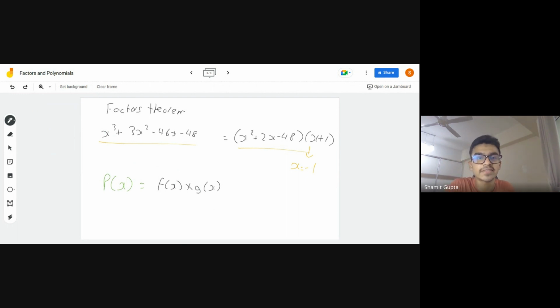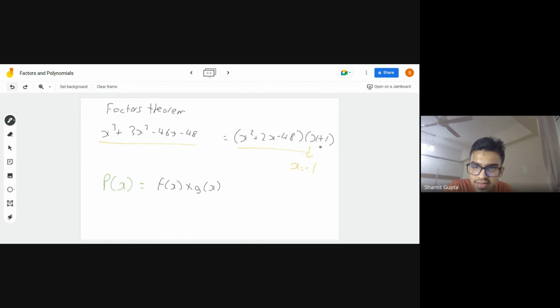So in this case, x plus 1. I'm putting x equals negative 1. I want the factor to be equal to 0, not x to be equal to 0. If the factor equals 0, the whole polynomial becomes equal to 0. And how do you make the factor equal to 0? Just equate it to 0.